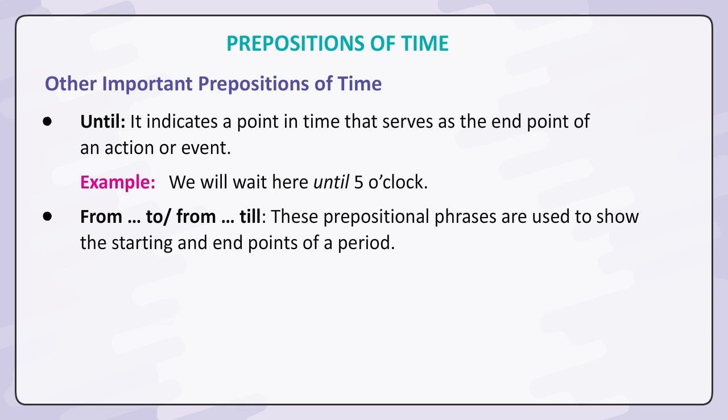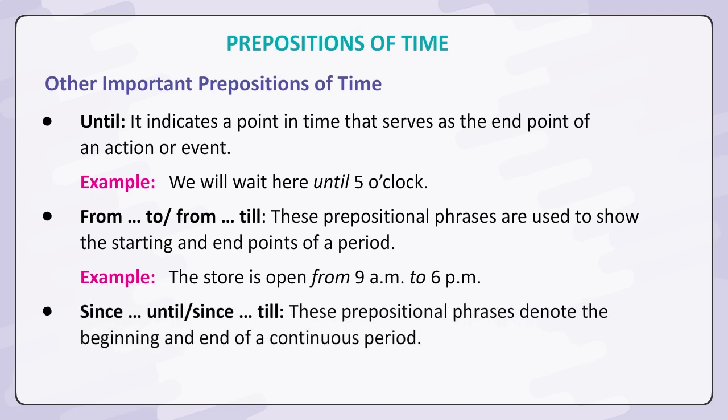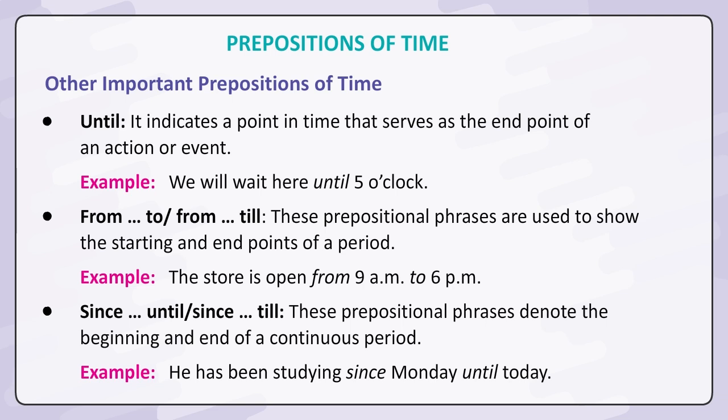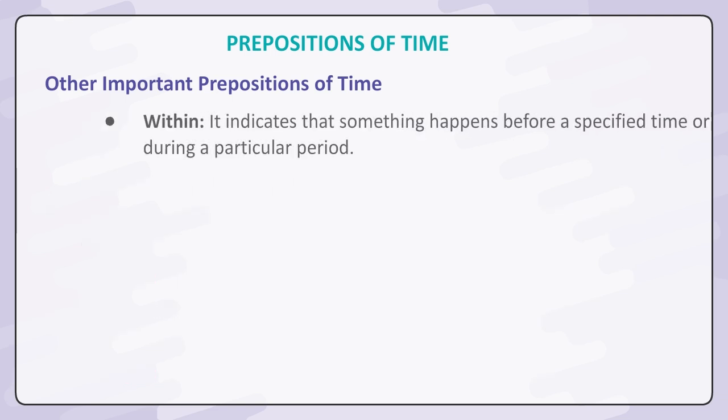From to, from till. These prepositional phrases are used to show the starting and end points of a period. Example. The store is open from 9 a.m. to 6 p.m. Since, until, since, till. These prepositional phrases denote the beginning and end of a continuous period. Example. He has been studying since Monday till today.